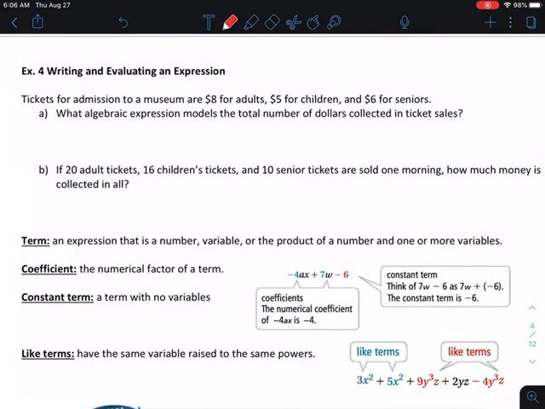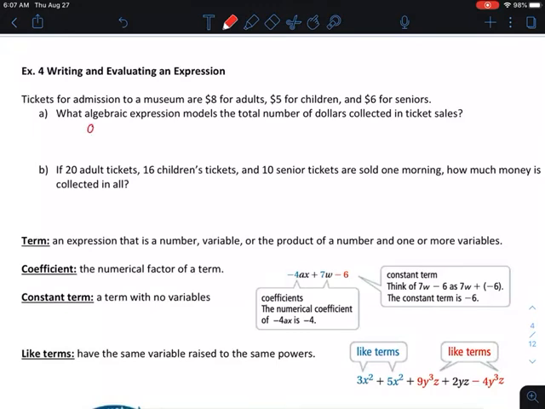Example 4 says writing and evaluating an expression. Tickets for admission to a museum are $8 for adults, $5 for children, and $6 for seniors. Write an algebraic expression that models the total number of dollars collected in ticket sales. Well, we have 3 unknowns: how many adults, how many children, and how many seniors.